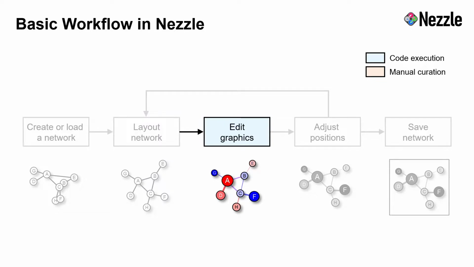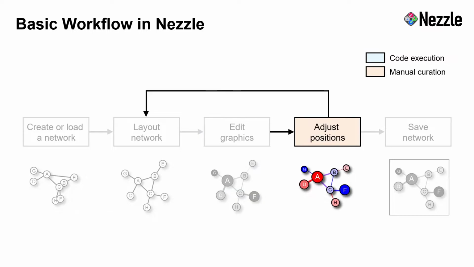Nezzle now edits the styles of the graphic components according to the user-defined source code. In this step, users reflect some external data into the graphical components. After automatic stylization, users can manually curate the shapes and positions of nodes and edges in the network. If necessary, you can repeat the code execution steps.